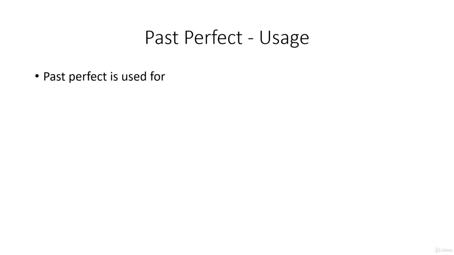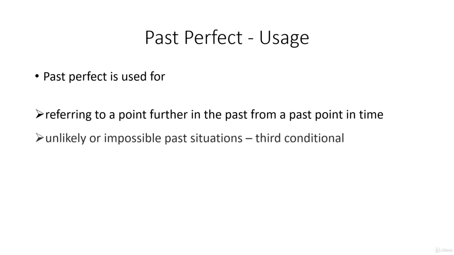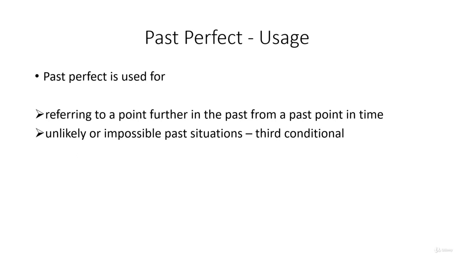Some examples of usage: the past perfect is used for referring to a point further in the past from a past point in time. For unlikely or impossible past situations, as in the third conditional, and for reported speech.